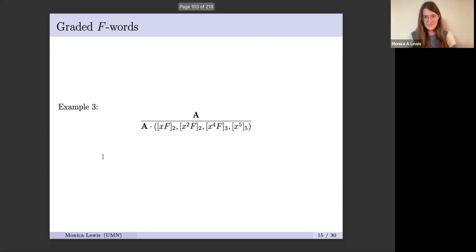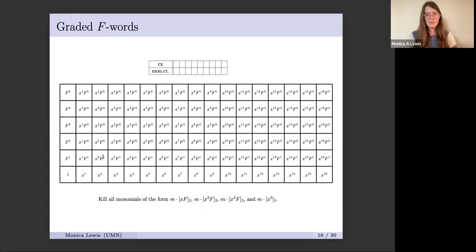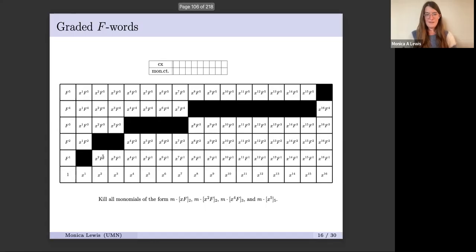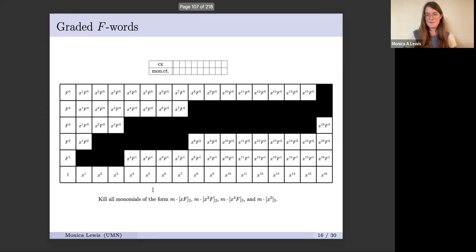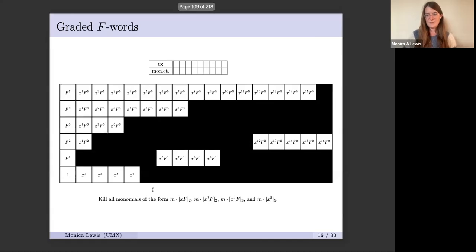And now let's take a look at this. So again, kind of a strange collection of monomials here, but we'll go ahead and compute the associated graded ring anyway. So kill all left multiples of XF. Again, the fact that we're working in the associated graded, which is not a domain, is why the shape of that left ideal is kind of strange. Then kill all left multiples of X squared F, then all left multiples of X to the 4th F, and then all left multiples of X to the 5th.